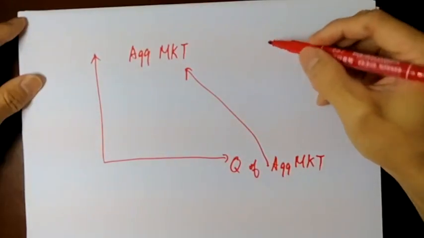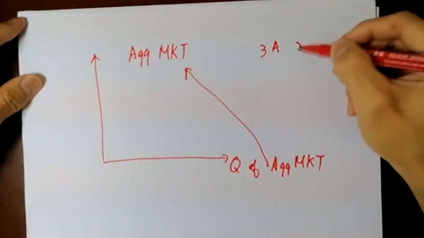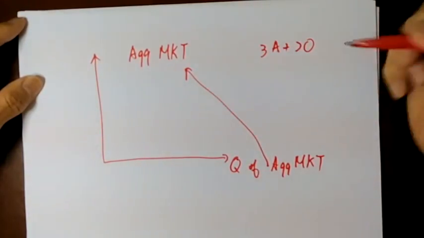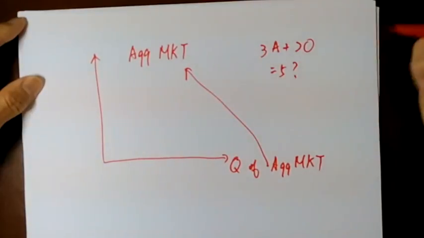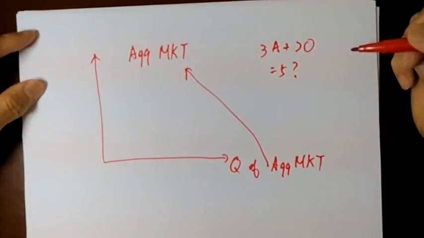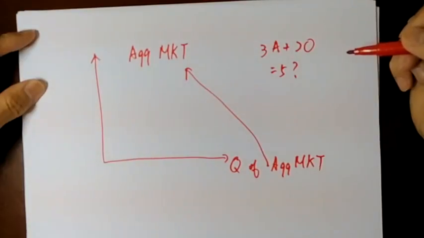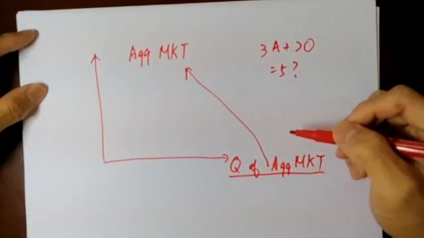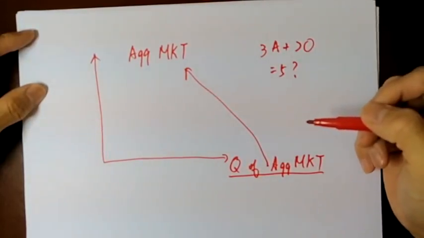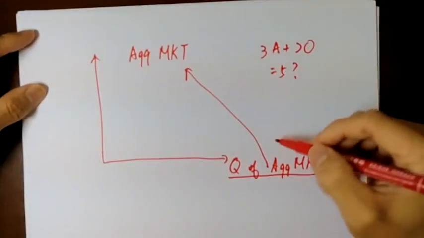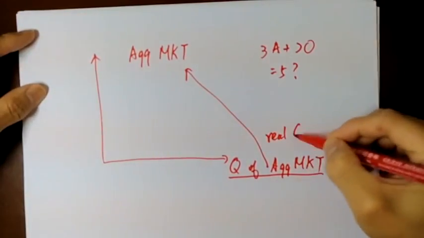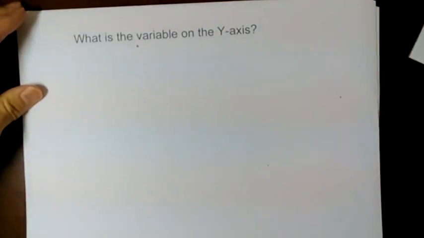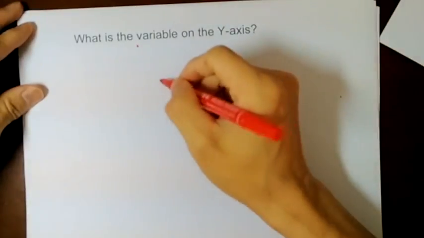Now say we have 3 apples and 2 oranges produced in the market. Can we say that the quantity of the aggregate market is equal to 5 something? No, we cannot do that. Therefore, we need a measure of the quantity of the aggregate market. So far, we have learned that the most popular measure of the quantity of the aggregate market is called real GDP.